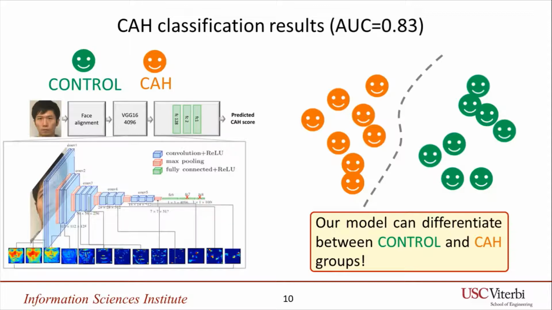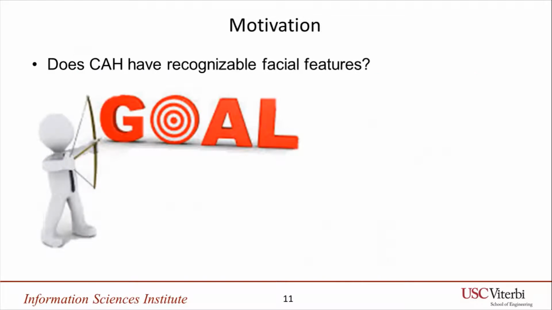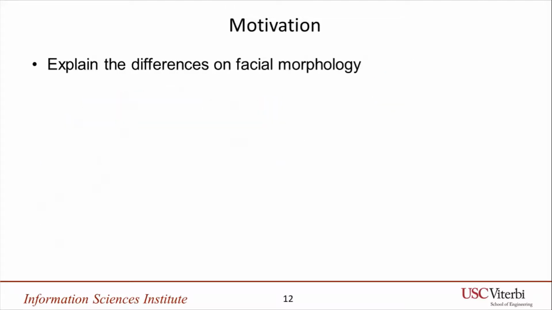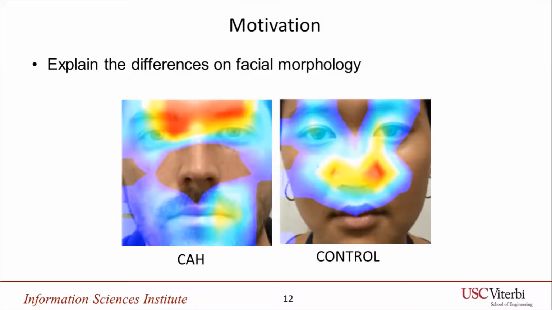So, back to the question we asked in the beginning: does CAH have a recognizable facial feature? Our answer is yes. It does have a recognizable feature. And we were not only able to differentiate these two groups, we can also explain the difference in these two facial morphologies using, sorry, there is a delay here, class activation maps. These class activation maps show, for each of these two groups, which regions are more informative.